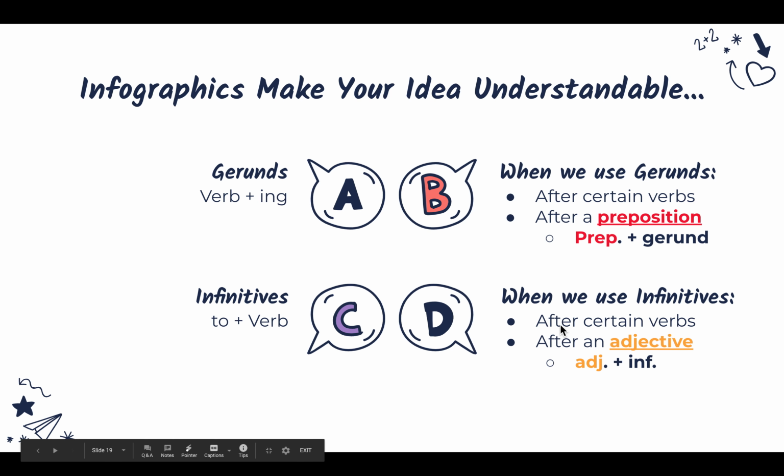The best advice I can give you here is to memorize the common verbs that take gerunds or infinitives and to practice, practice, practice. The more that you practice, not only in your writing, but also in your speaking in your everyday life, the more automatic it will feel, okay?